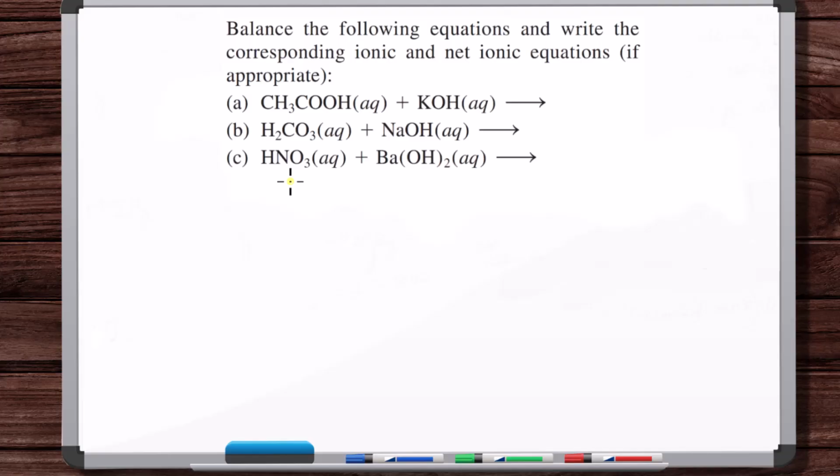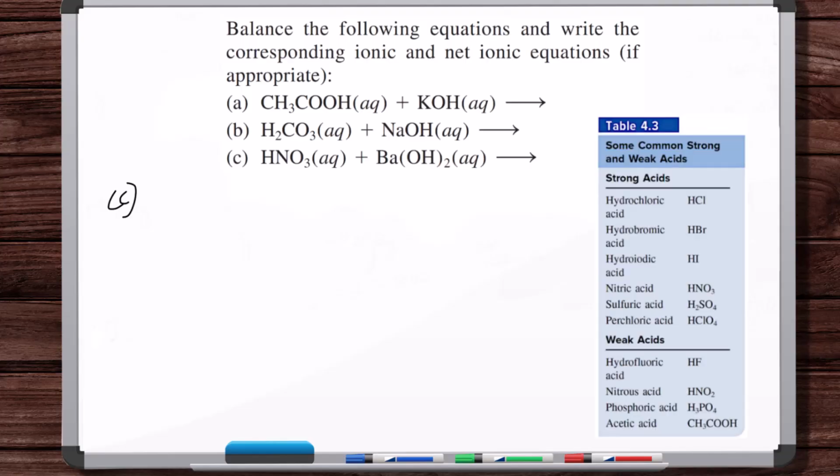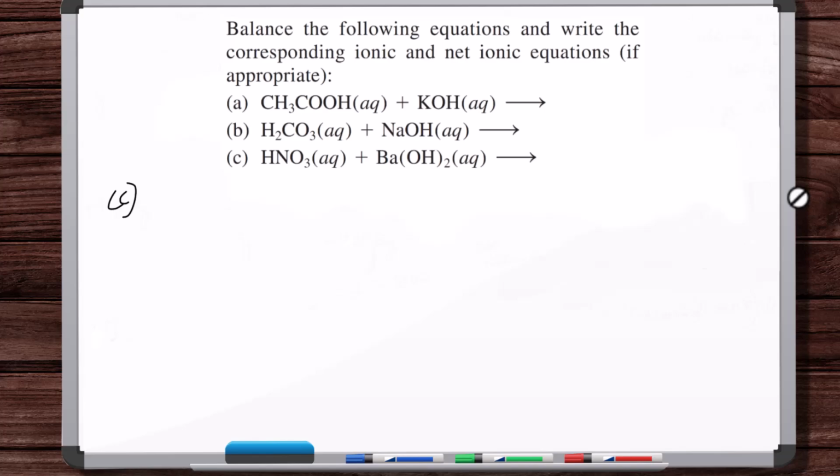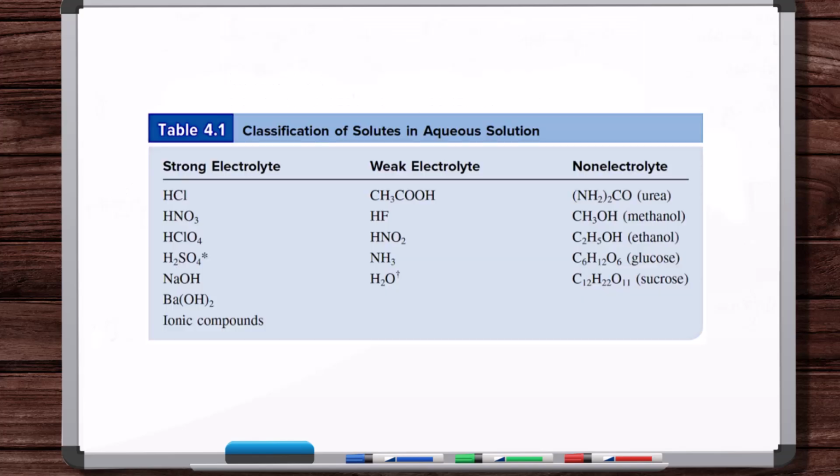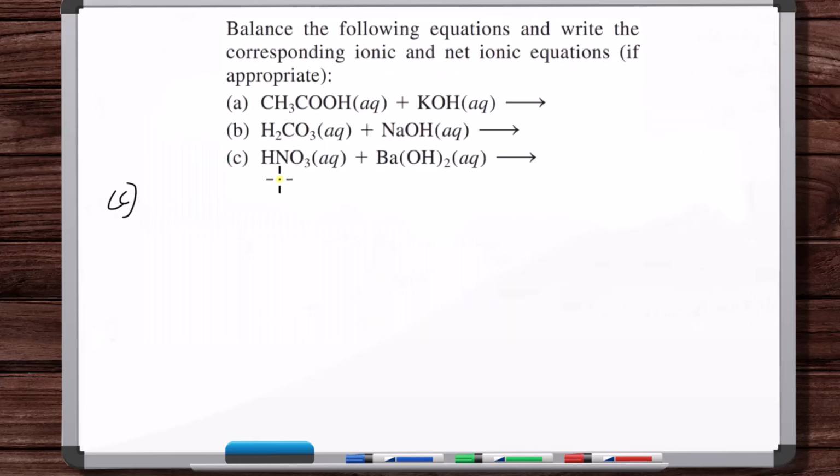Okay, part C, we've got HNO3. That's nitric acid. It's a strong acid. And then we've got barium hydroxide, which we talked about earlier. That's a strong base. So we have a neutralization reaction between a strong acid and a strong base. What would you guess would be the net ionic equation in this case for a neutralization reaction between a strong acid and a strong base?